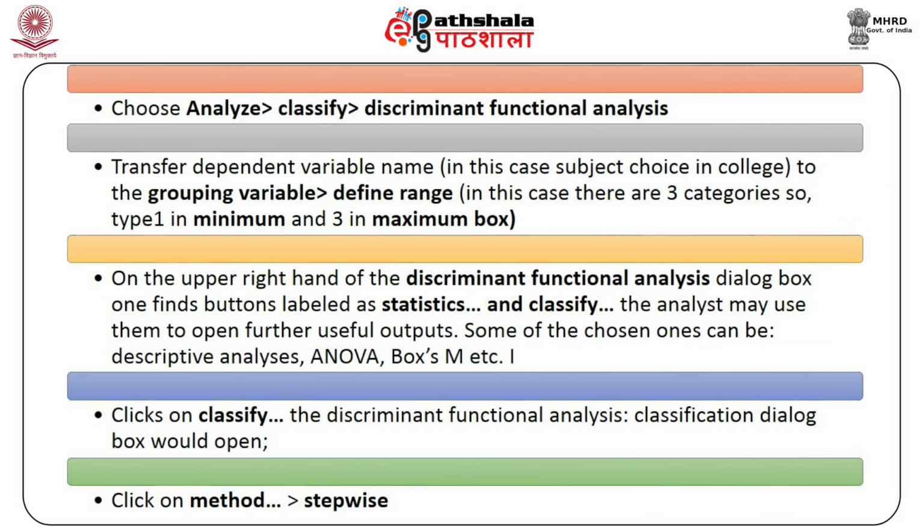On the upper right hand of the discriminant functional analysis dialog box, one finds buttons labeled Statistics and Classify. The analyst must use them to open further useful outputs. Some of the chosen ones can be descriptive analysis, ANOVA, Box's M, etc.